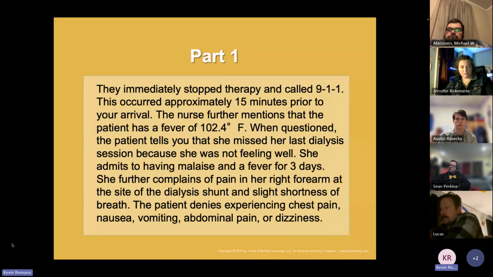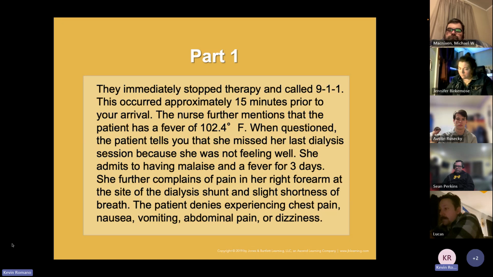They immediately stopped therapy and called 911. This occurred approximately 15 minutes prior to your arrival. The nurse further mentions that the patient has a fever of 102.4. When questioned, the patient tells you that she missed her last dialysis session because she was not feeling well. She admits to having malaise and a fever for 3 days.